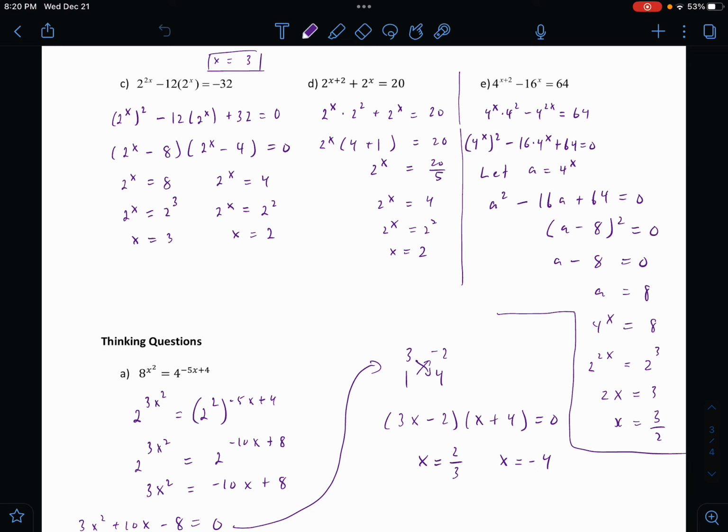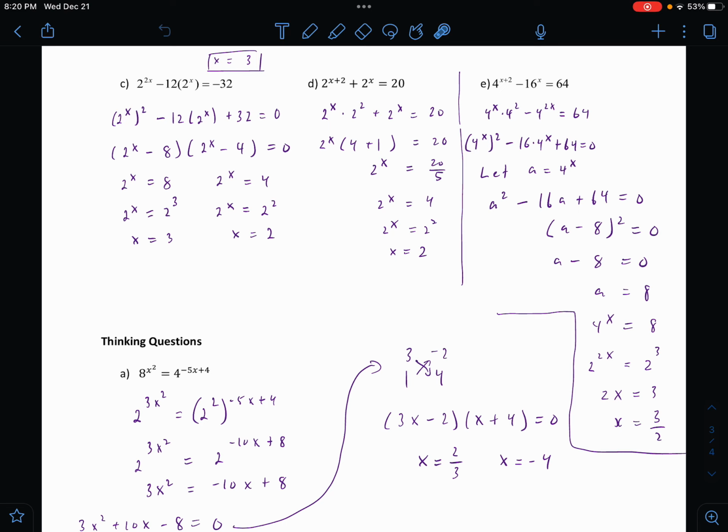For part E, this one is a little bit more difficult than the other examples that we have looked at in class. What you need to do first is separate 4 to the exponent of x plus 2 and write it in terms of two powers being multiplied. So 4 to the exponent of x multiplied by 4 squared. You would also want to change the 16 to the exponent of x to 4 to the exponent of 2x. So change the 16 to 4 squared.